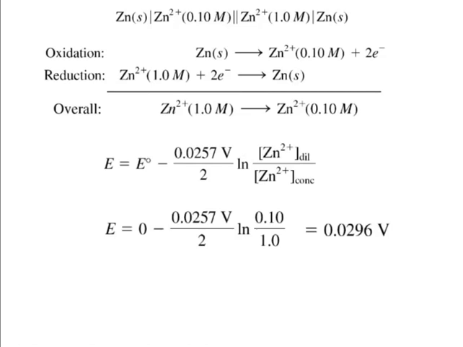So that's a small amount of voltage, but it does make the point that you can legitimately make a cell from two identical half cells, except the concentrations are different, and you'll get a voltage out of it. So that's an interesting application.